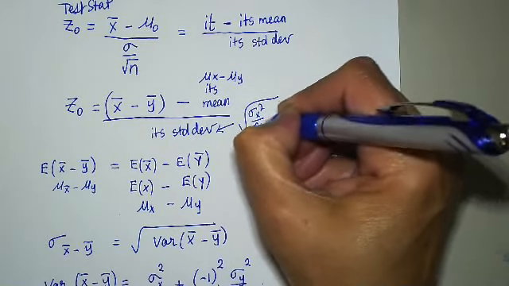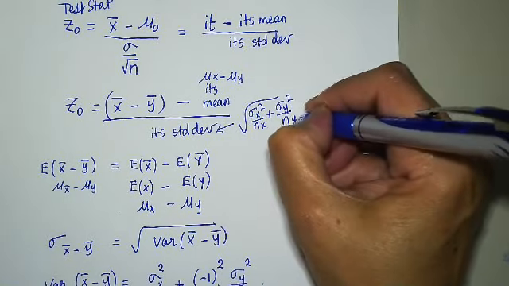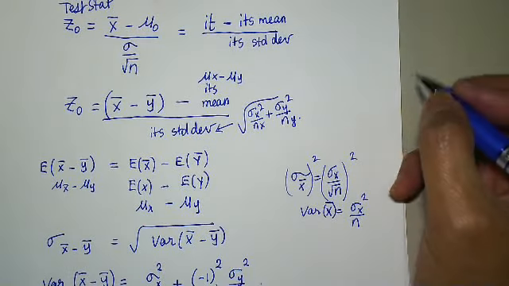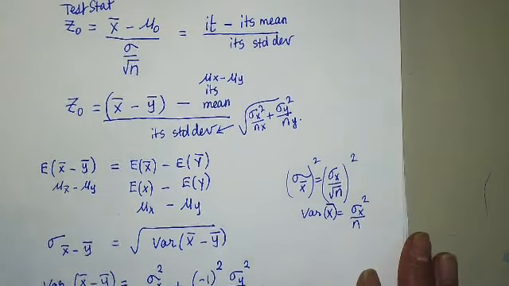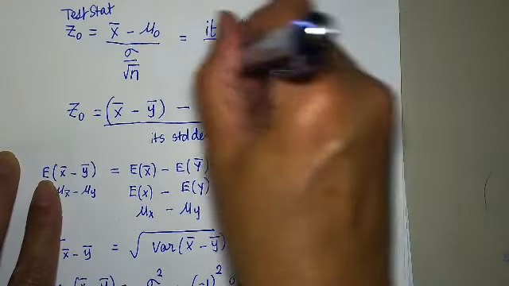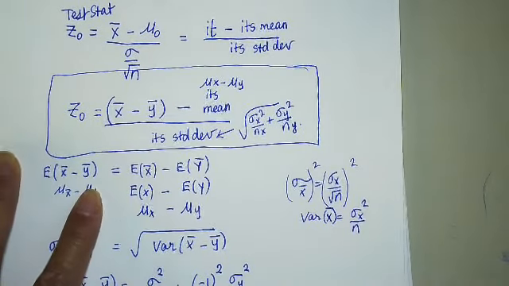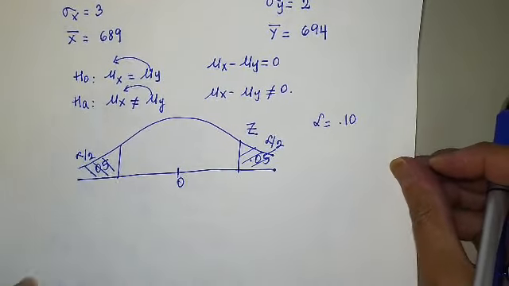Sigma x bar minus y bar is equal to the square root of sigma x squared over nx plus sigma y squared over ny. So that's the part that will go in this denominator right here. Sigma x squared over nx plus sigma y squared over ny. So I have a formula for the test statistic now.